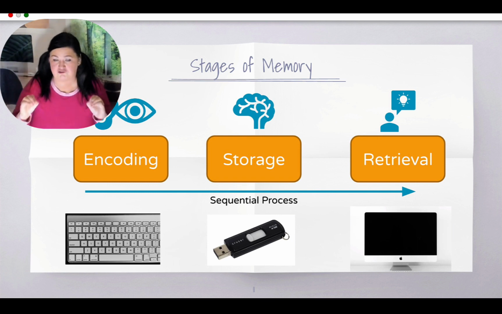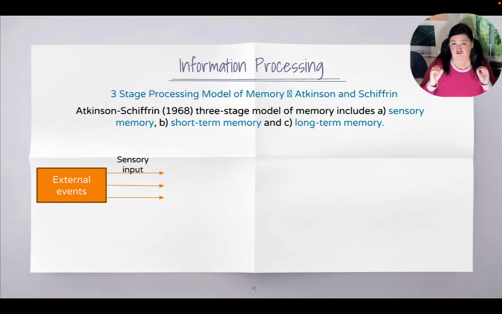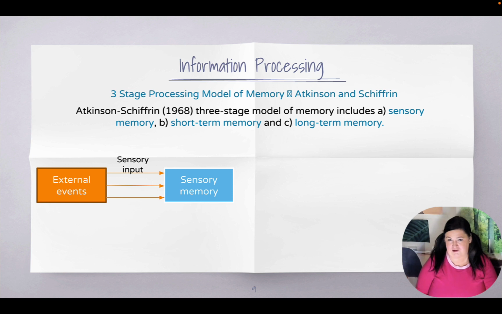The first model of information processing that we're going to talk about is called the 3-stage process of memory. This first one was put out by Atkinson and Shiffrin in 1968. They came up with this model, and there are 3 stages of memory. The first is sensory memory.